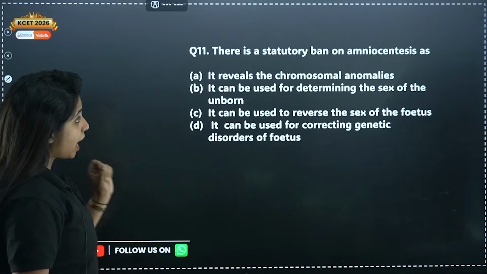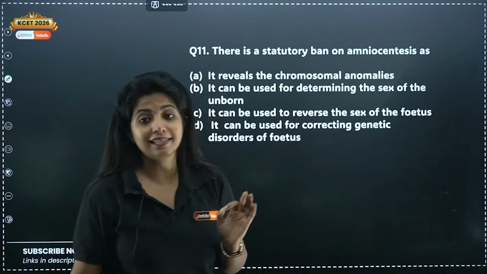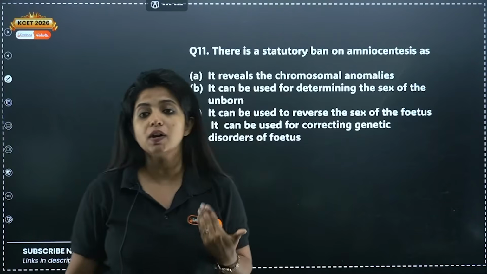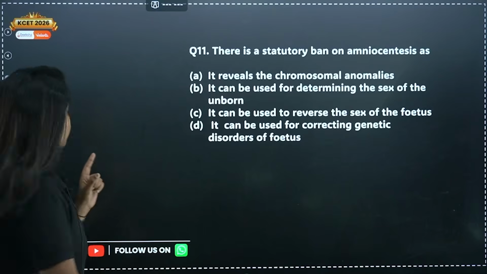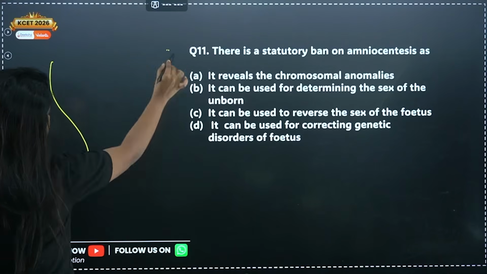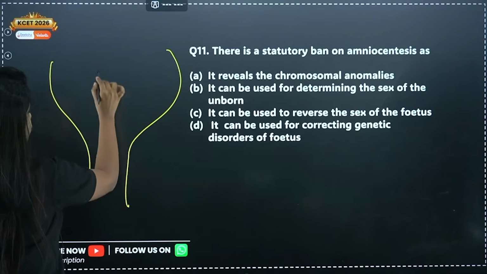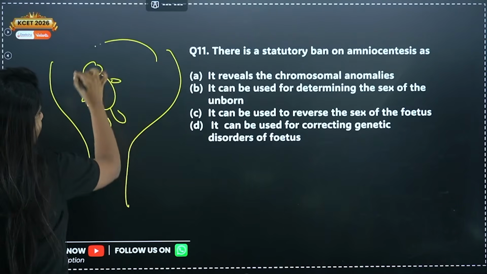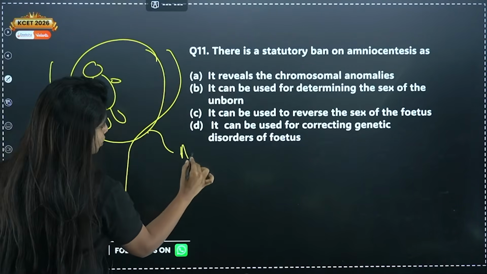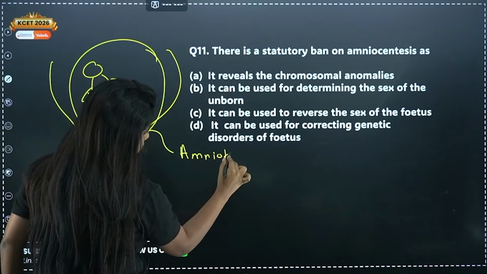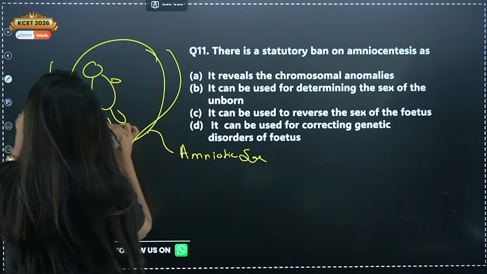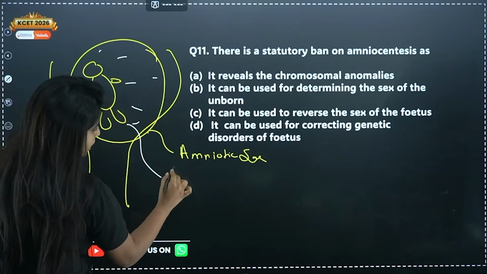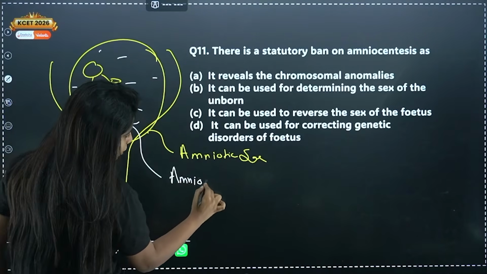Next, there's a statutory ban on amniocentesis. What do you mean by amniocentesis? And why do you think there is a ban on amniocentesis? This is a very important question. So over here in the uterus, my dear children, you have the baby. Suppose you have the fetus. The fetus right over here is covered within a sac. You call the sac the amniotic sac. And the fluid over here, you call this fluid amniotic fluid.